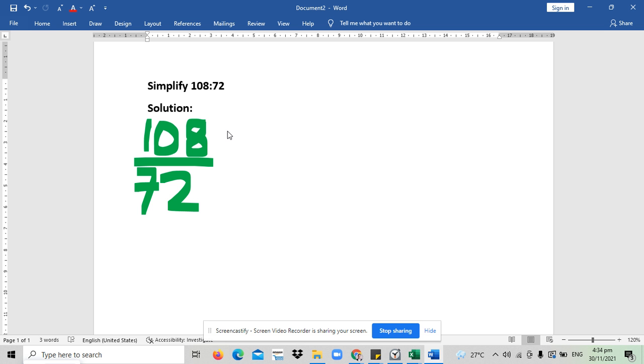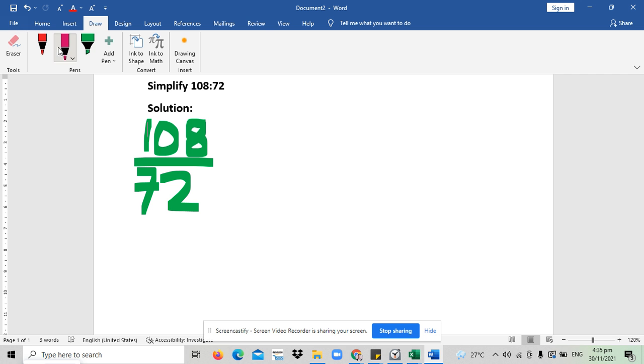So what we will do is divide by 2 or 3 or 4 or 5. Okay? We will ask if 108 and 72 are both divisible by 2. 2 is the smallest number that we will use. So we will always start with 2 and then ask if 108 and 72 are divisible by 2. So are they? Yes, of course. They are divisible by 2.